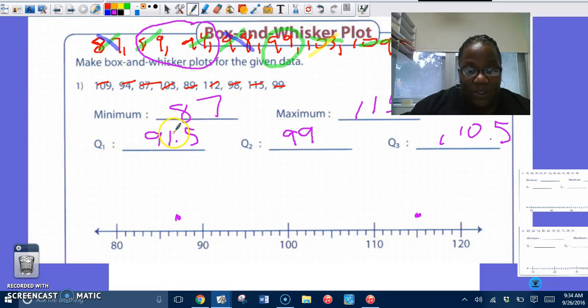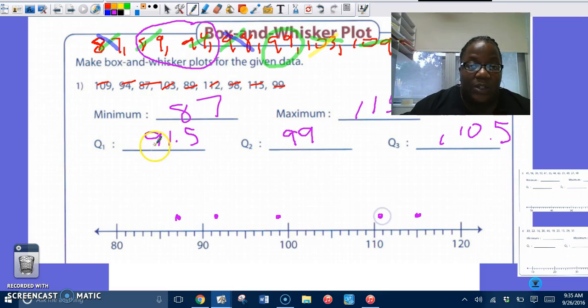And then my quartile 1 is 91.5, okay? So this is 90, this is 91. In between would be a 0.5. So 91.5 is right here. Then quartile 2 is 99, which is right here. And then quartile 3 is 110.5. So this is 110, this is halfway in between 110 and 111. So this makes it 110.5.